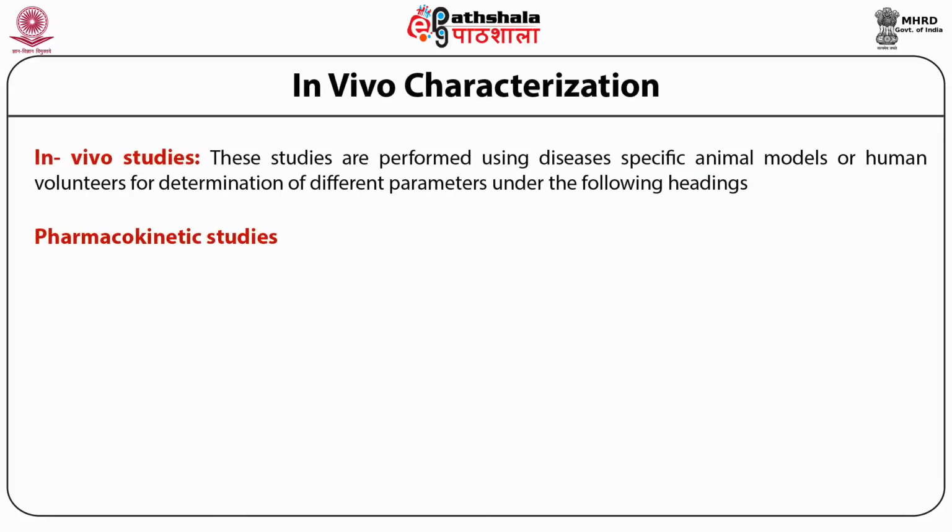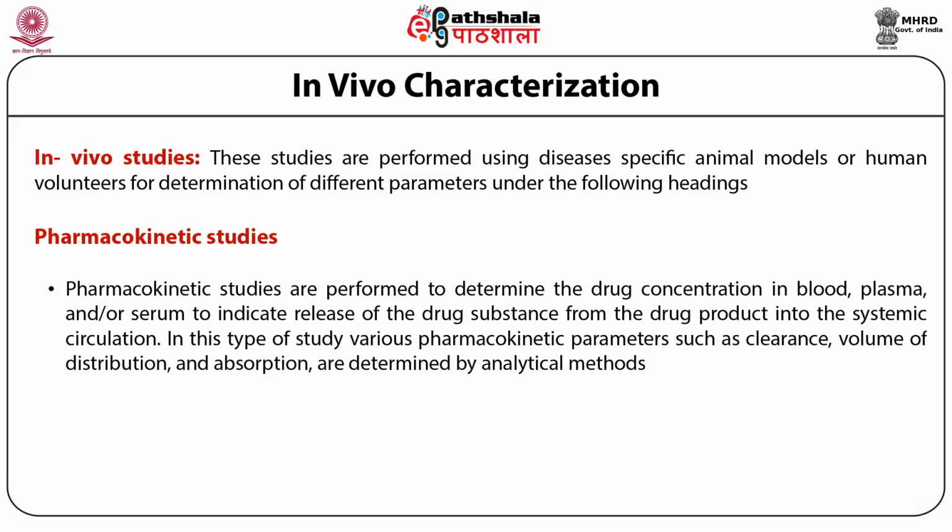Pharmacokinetic studies. The pharmacokinetic studies are generally performed to determine the drug concentration in the blood or the plasma to indicate the release of the drug substances from the multiple emulsion into the systemic circulation. In this type of study, various pharmacokinetic parameters such as the rate of clearance, volume of distribution, and absorption and blood plasma levels are generally determined by suitable analytical methods like HPLC, LCMS, etc.